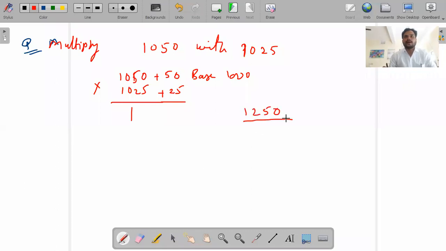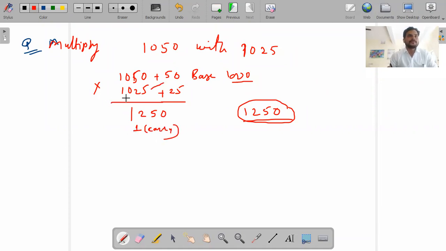1250. How many digits are there? There are 4 digits, but in the base there are 3 zeros. So how many digits can we write at the right hand side? That means 250, and 1 will be the carry.